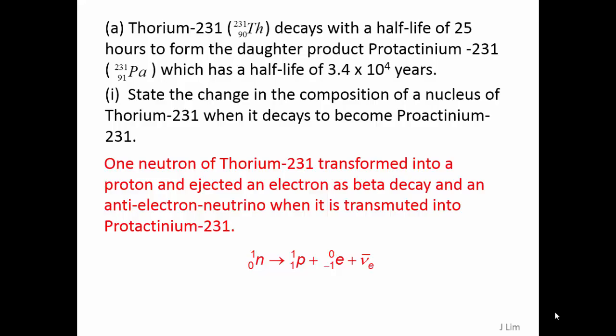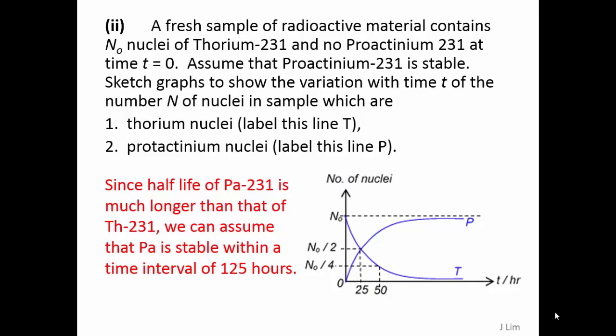One neutron of thorium-231 transforms into a proton and ejects an electron as beta decay and an anti-electron neutrino when it is transmuted into protactinium-231. Since the half-life of protactinium-231 is much longer than that of thorium-231, we can assume that protactinium is stable within a time interval of 125 hours.